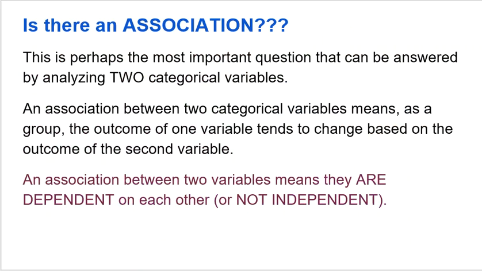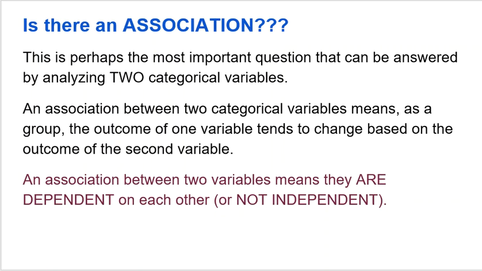All right, now let's really get into the nitty-gritty of truly analyzing two categorical variables. Anytime you're analyzing the relationship between two categorical variables, you are asking, is there an association? This is perhaps the most important question that you could ever answer when you're looking at two categorical variables in a two-way table. Is there an association? So first off, let's make sure we understand what an association means. An association between two categorical variables means, as a group, the outcome of one variable tends to change based on the outcome of a second variable.